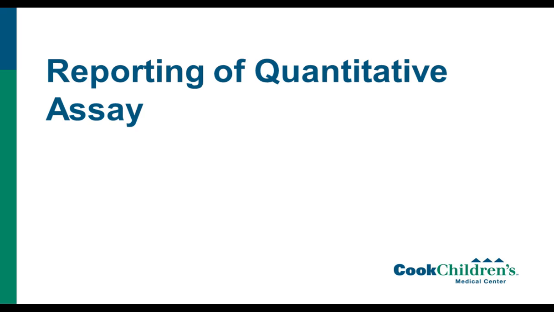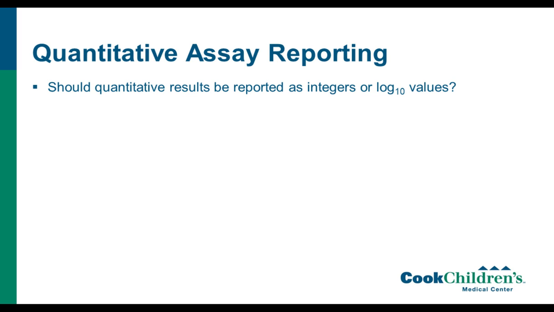Once you have it validated, you also want to think about how you're going to report your quantitative assay. And one of the big questions that there's not a good answer to is, should quantitative results be reported as integers or log values? So integers is just something like 321, or do you want to simplify it into log values? There are arguments on both sides of the situation here.